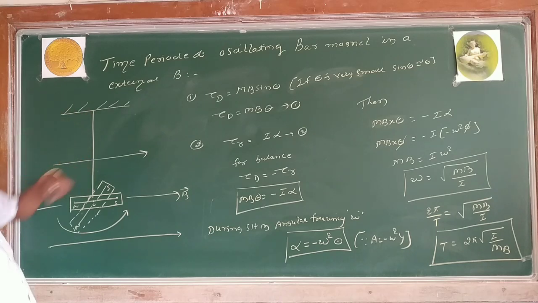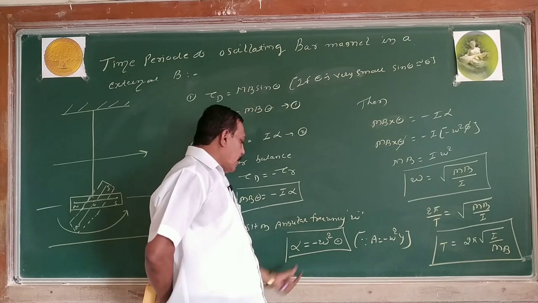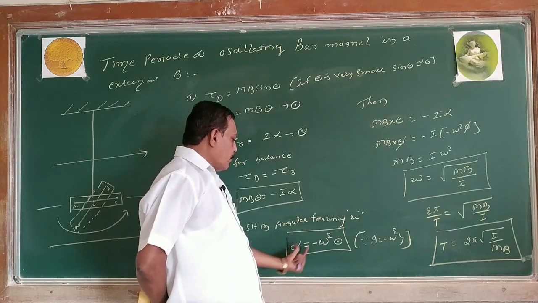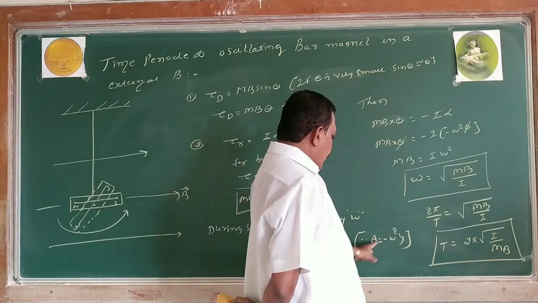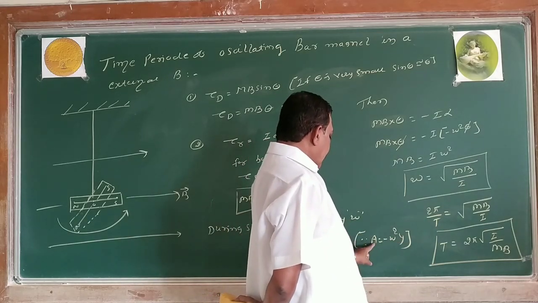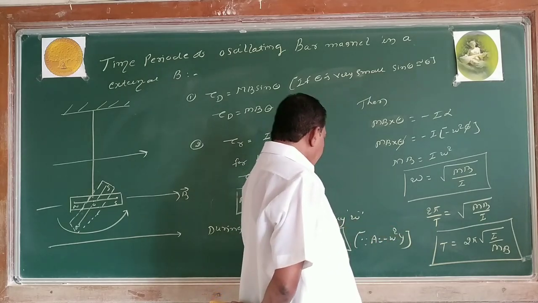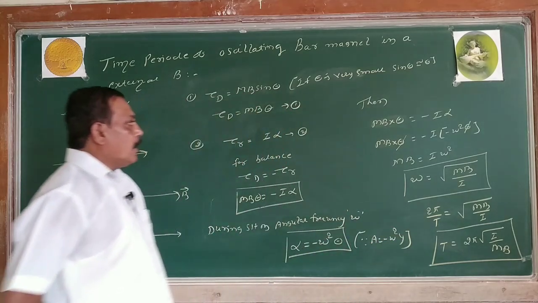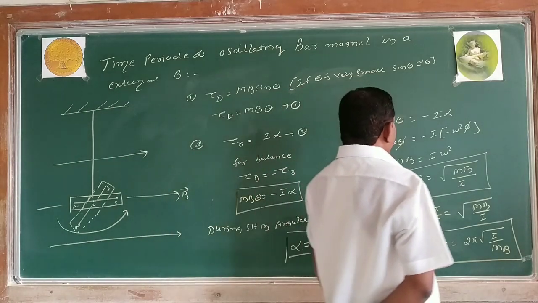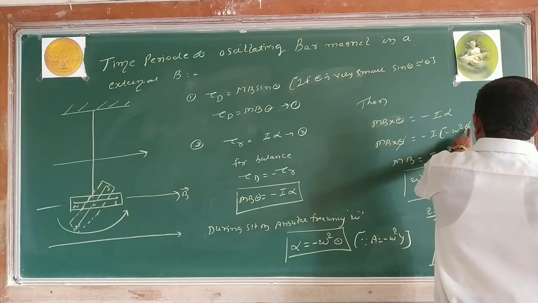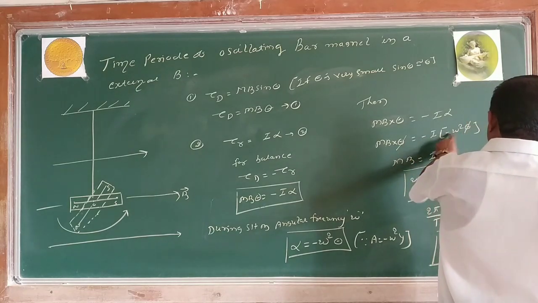Hence, there is a SHM. During SHM, the angular frequency omega is given by alpha equals minus omega square into theta. Original equation: a equals minus omega square into y, where a is the linear acceleration, replaced by angular acceleration, and linear displacement is replaced by angular displacement. Then mB theta equals minus I into alpha. Alpha is nothing but minus omega square into theta. Theta gets cancelled.